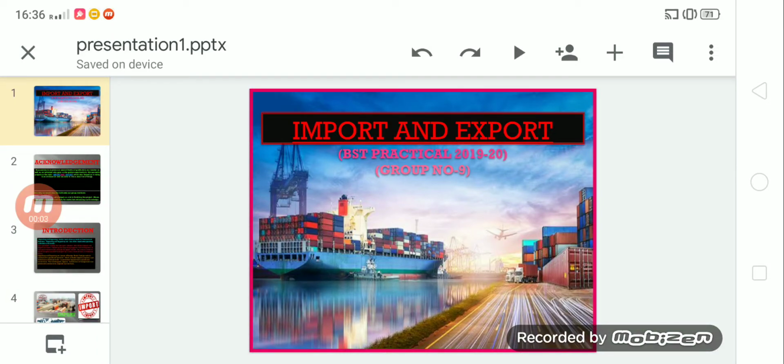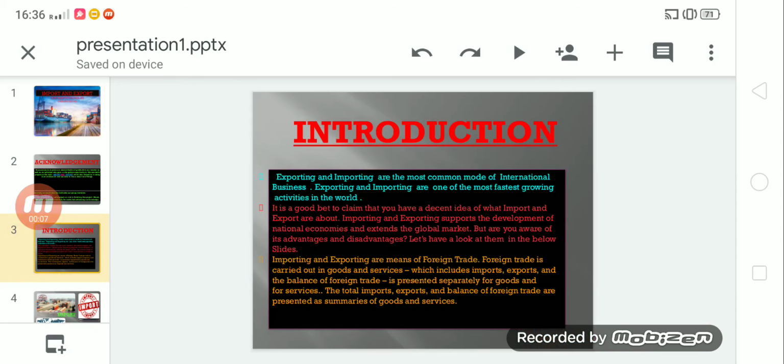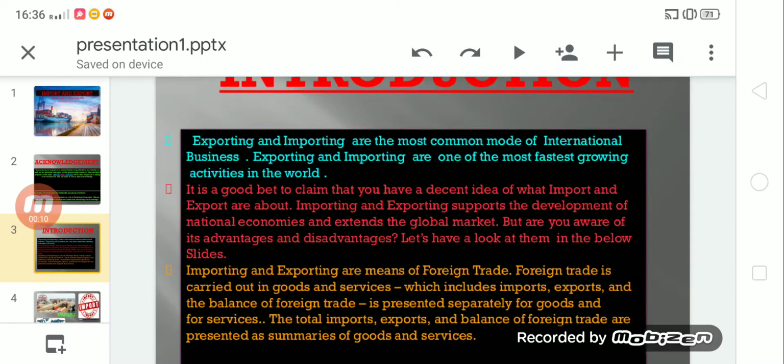In this video, we are going to learn about import and export. Exporting and importing are the most common mode of international business. Exporting and importing are one of the fastest growing activities in the world. It is a good bet to claim that you have a decent idea of what import and export are about.